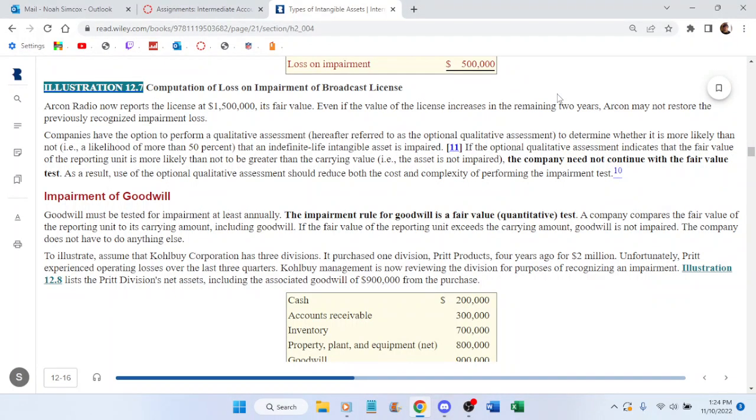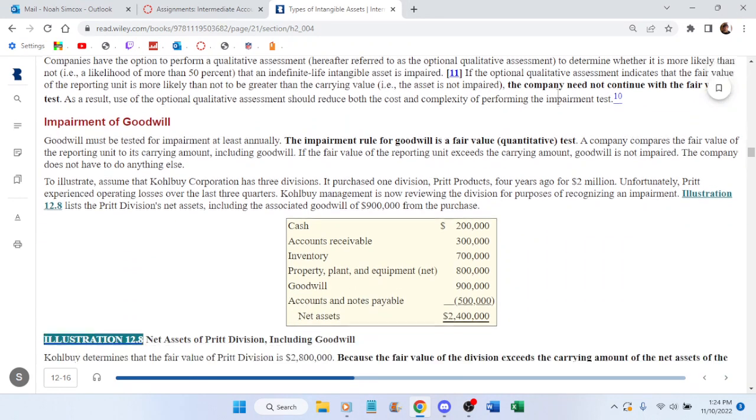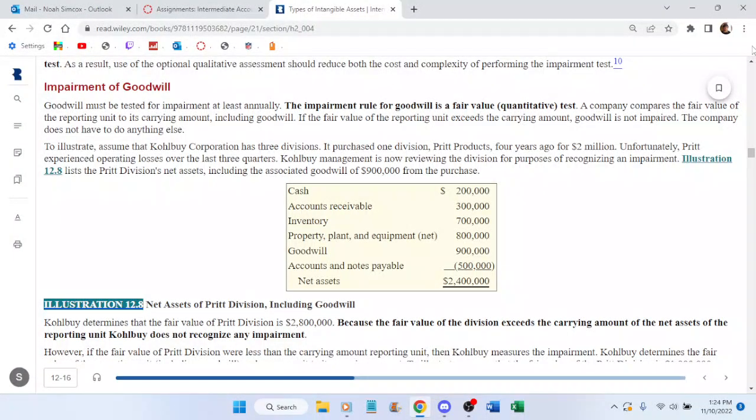If the optional qualitative assessment indicates that the fair value of the reporting unit is more likely than not to be greater than the carrying value, then it is not impaired, and the company need not continue with the fair value test. As a result, use of the optional qualitative assessment should reduce both the cost and complexity of performing the impairment test. Impairment of goodwill. Goodwill must be tested for impairment at least annually.